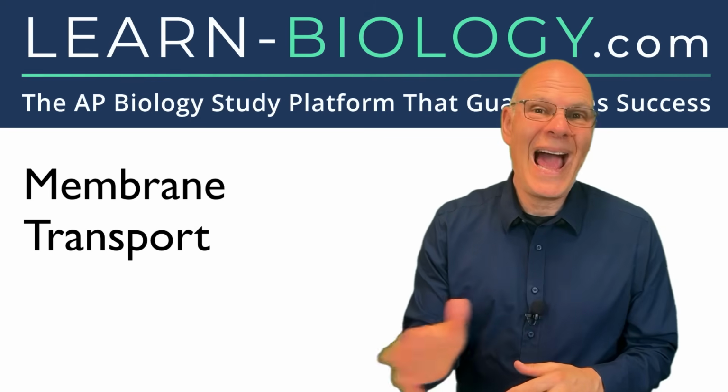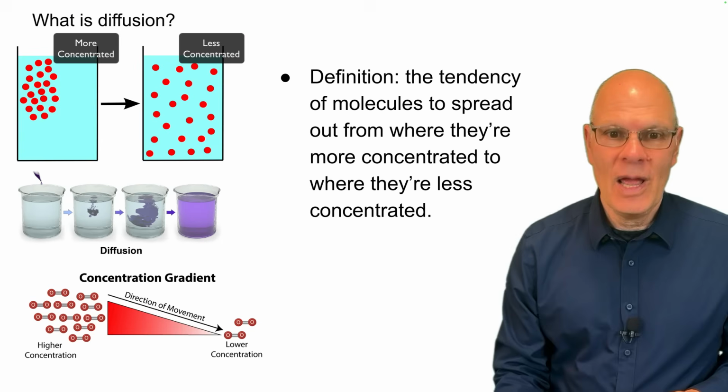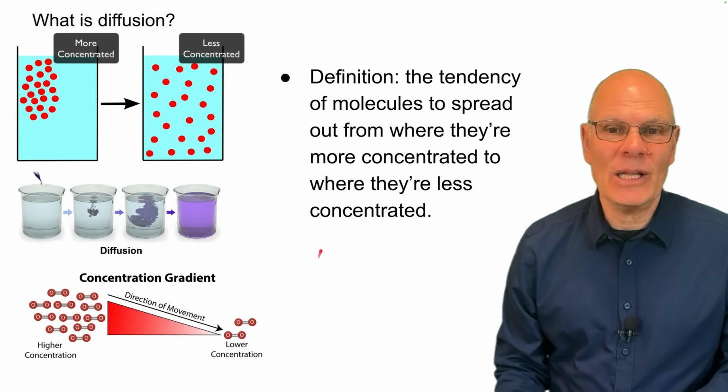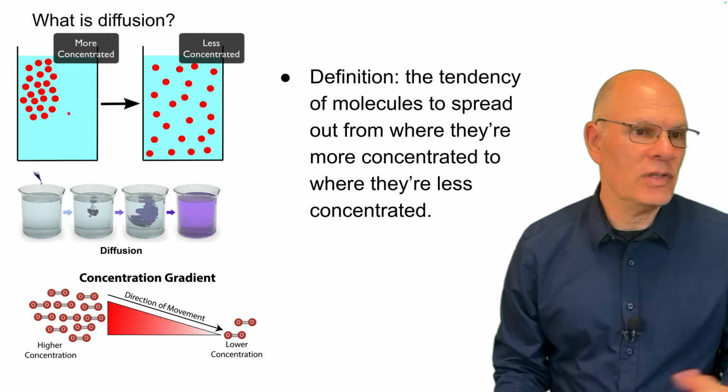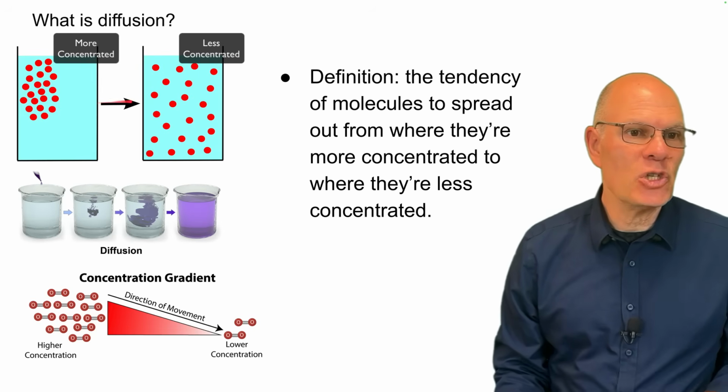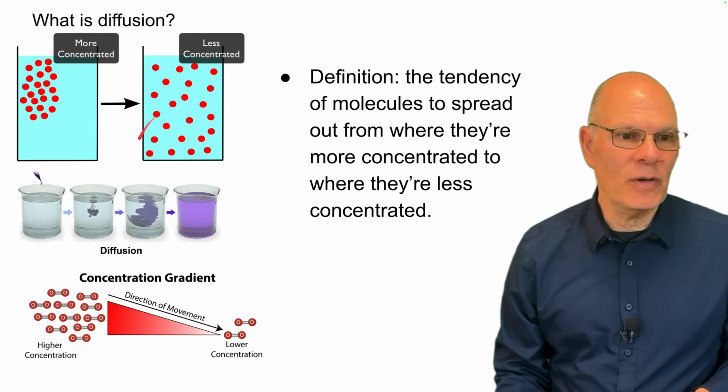Membrane transport, how things get across the cell membrane. Diffusion is the tendency of molecules to spread out from where they're more concentrated to where they're less concentrated. So here you have some substance more concentrated over here, less concentrated over here.